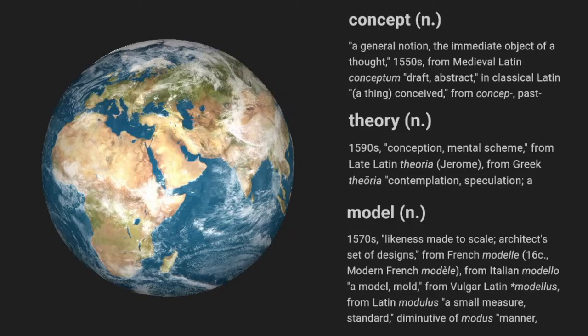A concept is a general notion, the immediate object of a thought. So in other words, we dreamed it up. We thought it. We conceived it in our heads that this is how this thing works. Great. What is a theory? Essentially that. It's a conception. It's a mental scheme. So do we have a concept and a theory of the globe? Sure. No problem. We can all imagine a globe.